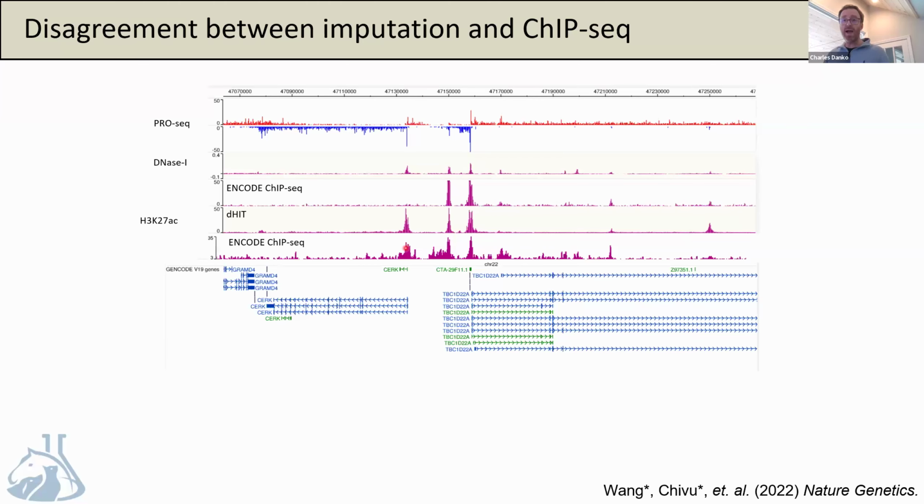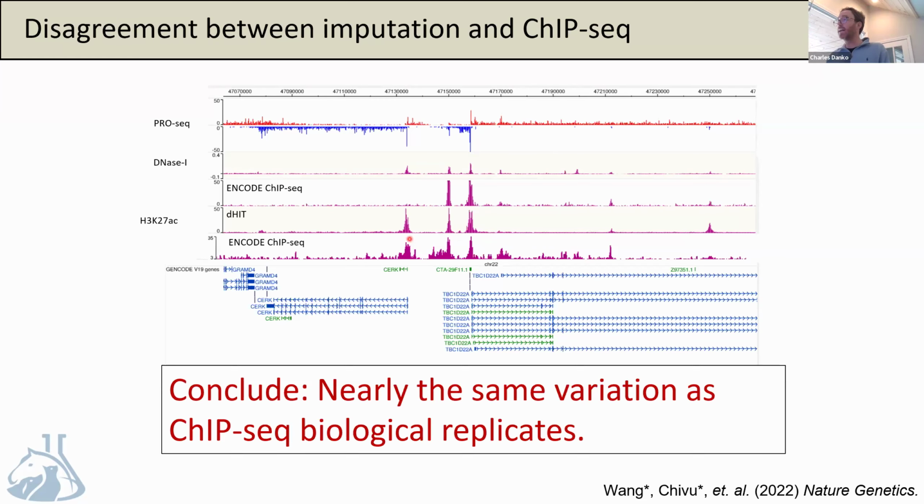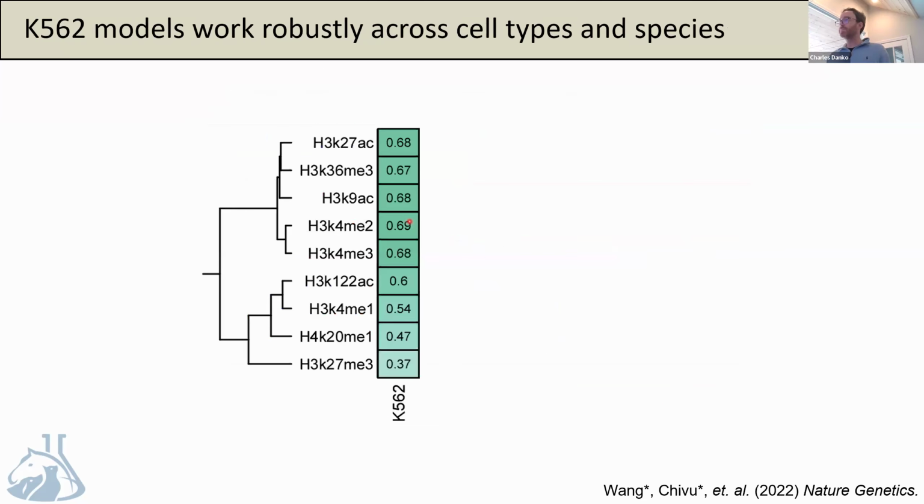And so the takeaway that we took home is that transcription is really tightly linked with these histone modifications, at least in the cell types that we're looking in. And it reflects probably the same underlying biological factors that influence both of these two processes of transcription and histone modification, with very little discrepancy between them.